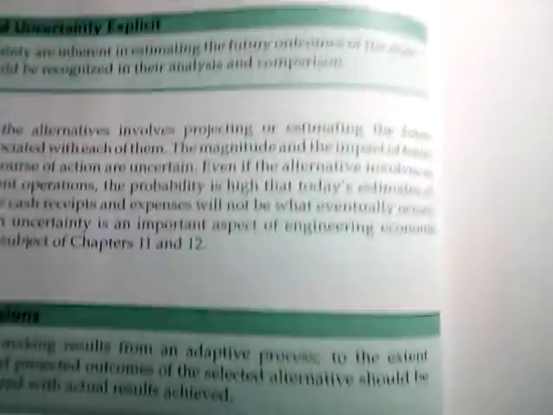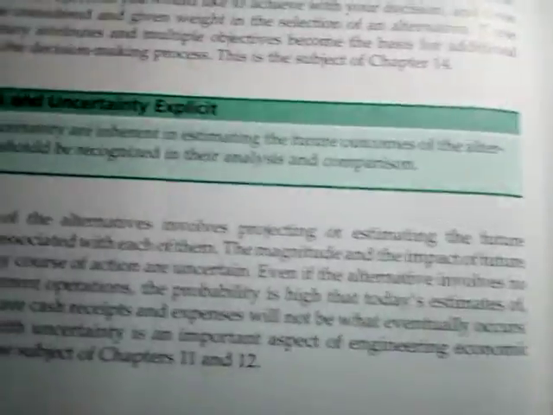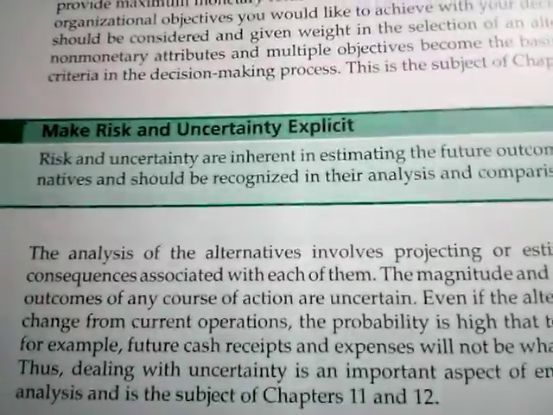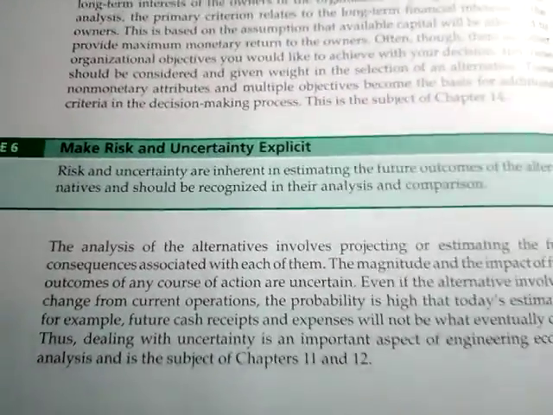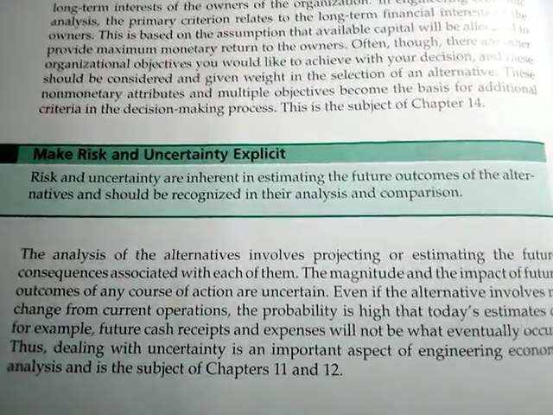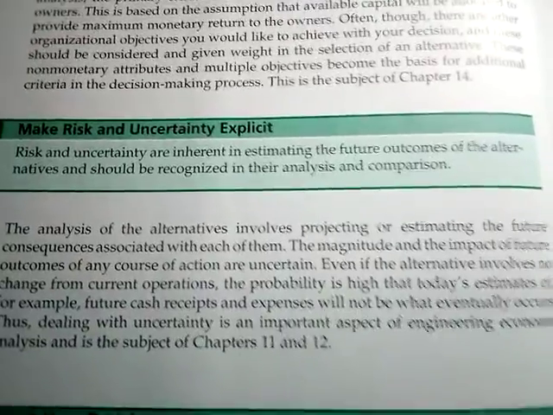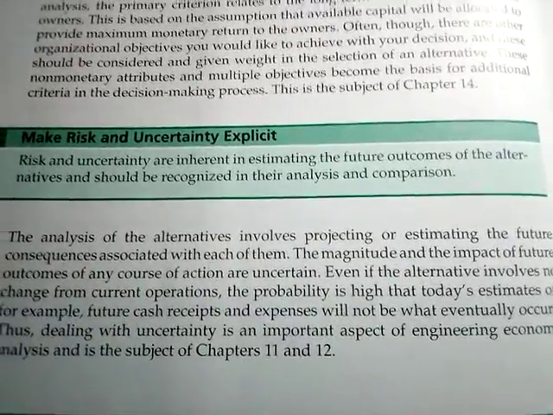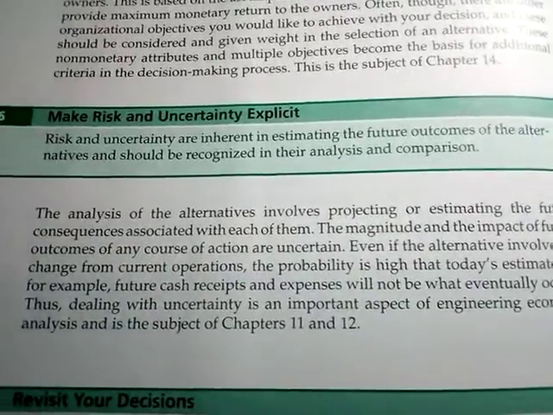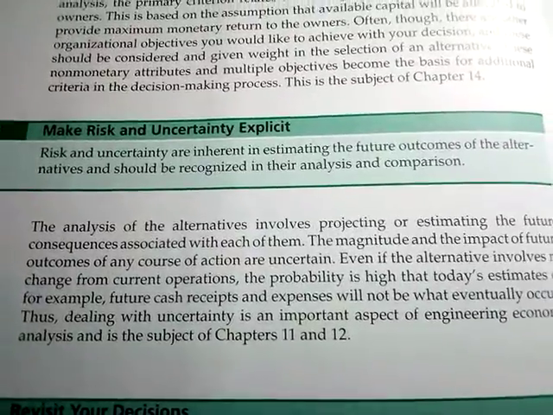The sixth principle, you will make risk and uncertainty explicit. What are the disadvantages if you take alternative 1? What good points does it have? What bad points does it have? You take alternative 2. What are the bad points? What are the good points? When you look at all the points, you'll be able to decide which one is less risky and uncertain.